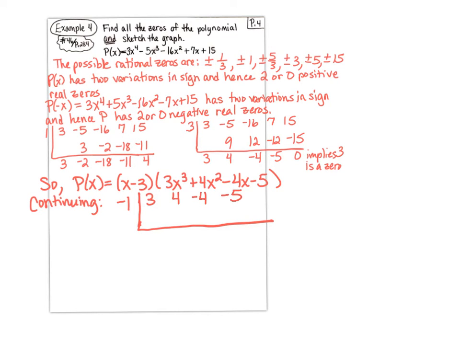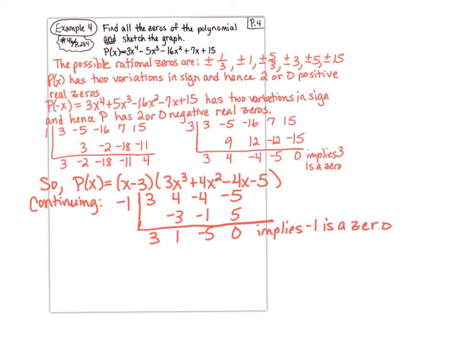Okay? Now, bring down the 3. Multiply, you get negative 3. Add, you get 1. Multiply, you get 1. Add, you get negative 4. Multiply, you get 4. Add, you get 0. So what does this mean? Negative 1 is a 0. Good, this implies negative 1 is a 0. So now, what degree polynomial are the coefficients we're left with? 2. Very good.